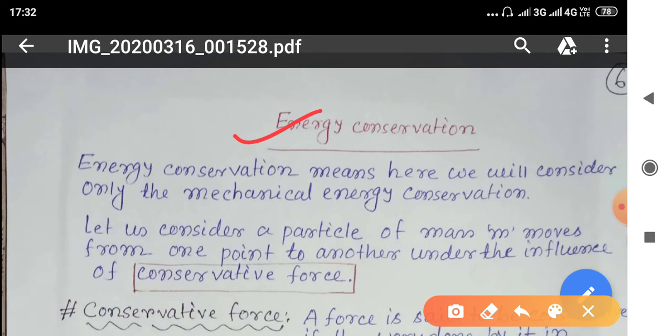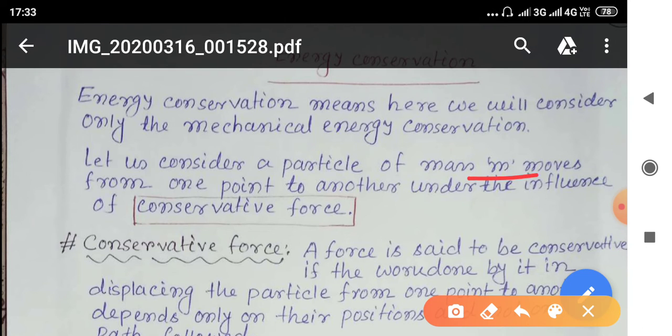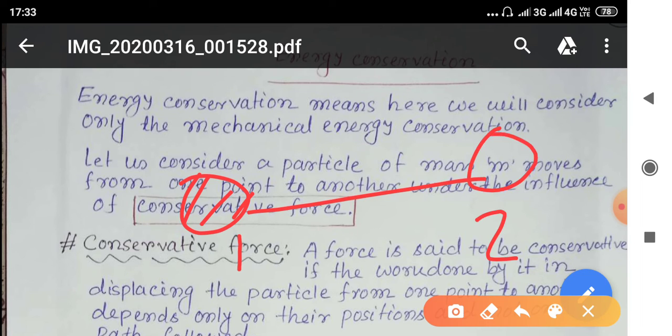Here energy means we are dealing with the mechanical energy. Let us consider a particle of mass m moves from one point to another under the influence of conservative force. Let us consider a particle of mass m which is moving from the point 1 to point 2 under the influence of conservative force.